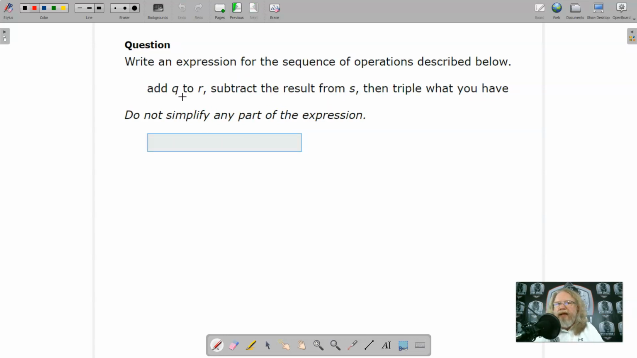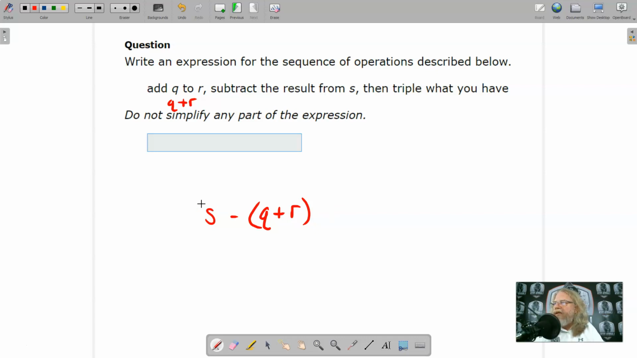On the next one, and this is our final example, we're going to add Q to R, so that's going to be Q plus R. We're going to subtract the result from S, then triple what we have. Wow. Okay, let's do the add Q to R. Q plus R. Subtract the result from S. So let's take that result and then subtract it from S. So S minus that result. Then triple what you have. Then all of this needs tripled.